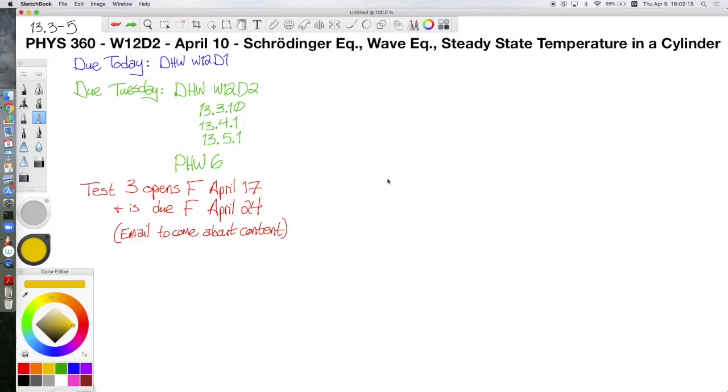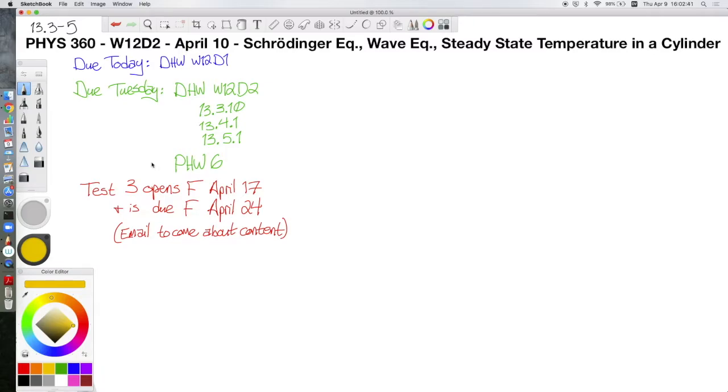Just a reminder about all of your assignments that you have going on right now. Up here, we have what's due today, which is the daily homework that was assigned this week, Tuesday. Due next week, Tuesday, we have the daily homework that's assigned today, and you can see those problems right here, as well as periodic homework 6, and those problems were listed in a previous lecture.